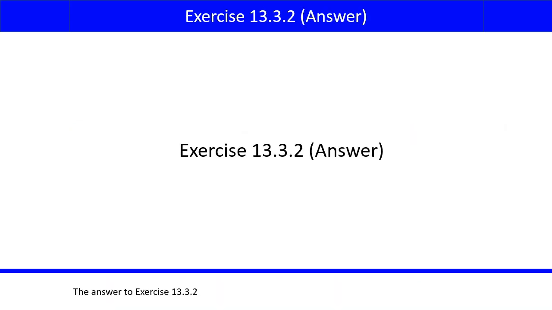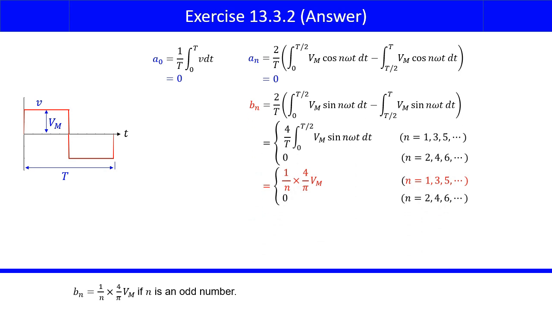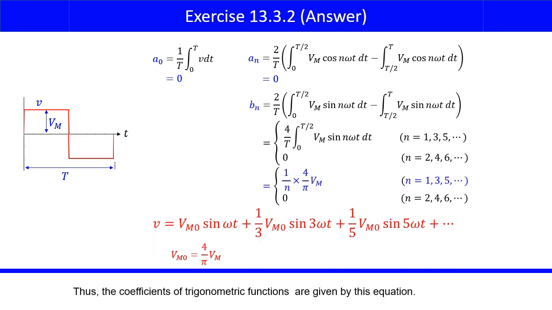The answer to exercise 13.3.2. A0 equals 0. An equals 0. Bn equals 1 over n times 4 over pi times Vm, if n is an odd number. Thus, the coefficients of trigonometric functions are given by this equation.